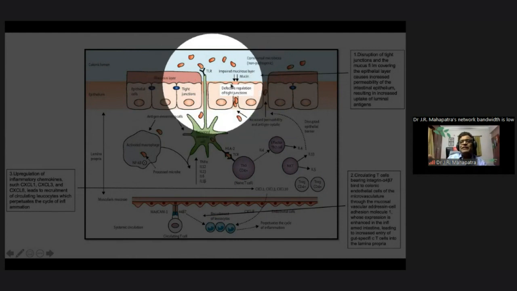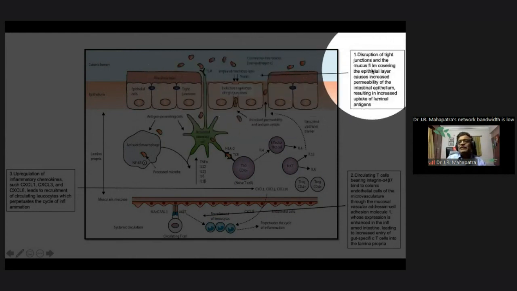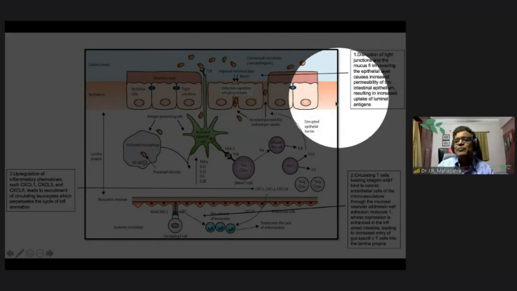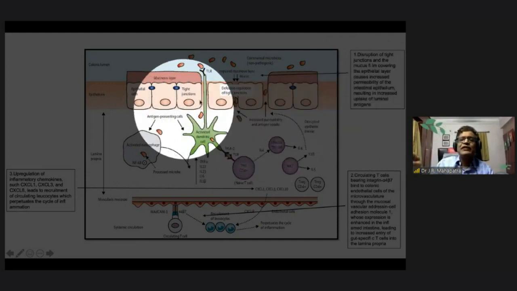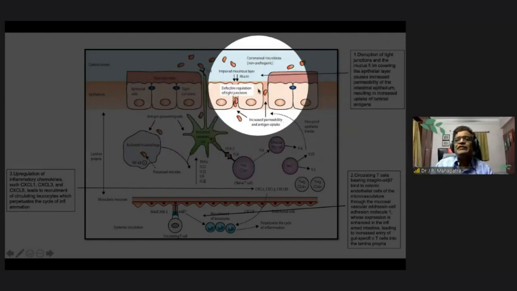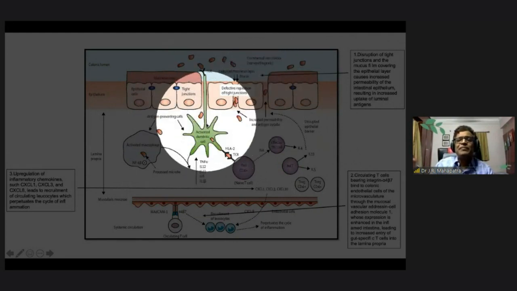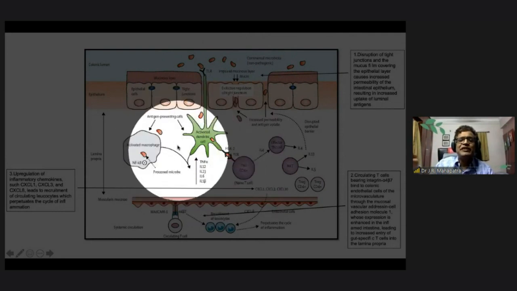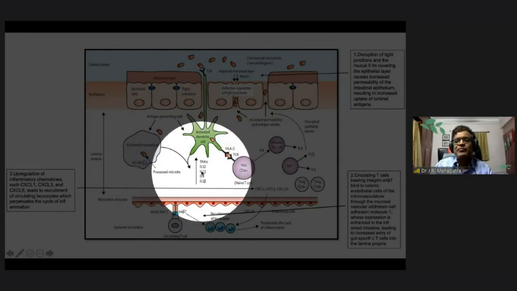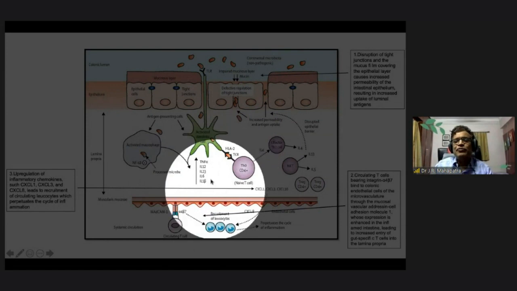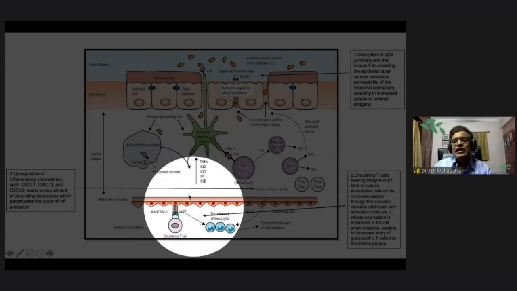If the mucin is depleted from here, look at how these junctions and the mucus covering the epithelial layer cause increased permeability of the intestinal epithelium, resulting in increased uptake of luminal antigens. So if the mucin layer is also a problem, the commensal microbiota changes to pathogenic microbiota, and the tight junction is a problem. All these cause activation of the dendritic cells, and activation of the macrophages causes processing of microbial products like TNF alpha. So all the molecules, anti-TNF agents and anti-interleukin agents, act here.